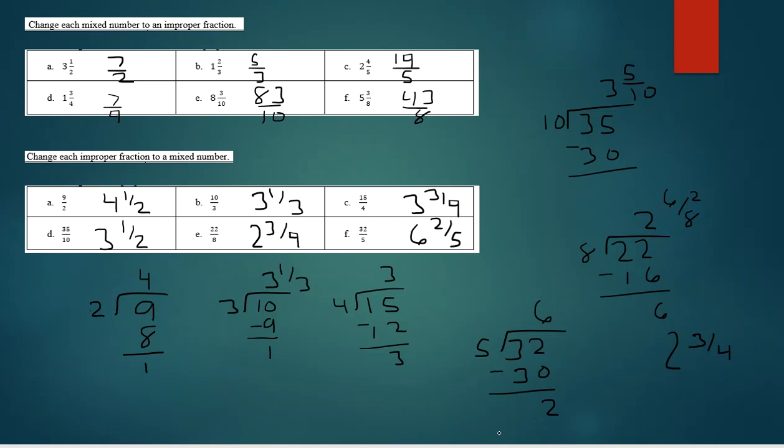Okay, so when we're talking about fractions and changing mixed numbers to improper fractions, remember you take the denominator, you multiply by the whole number, and then you add the numerator. And if you're wanting to change an improper fraction to a mixed number, you divide the top by the bottom. Okay?